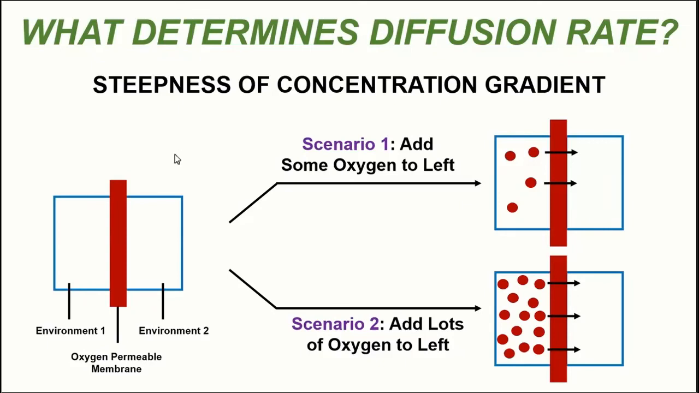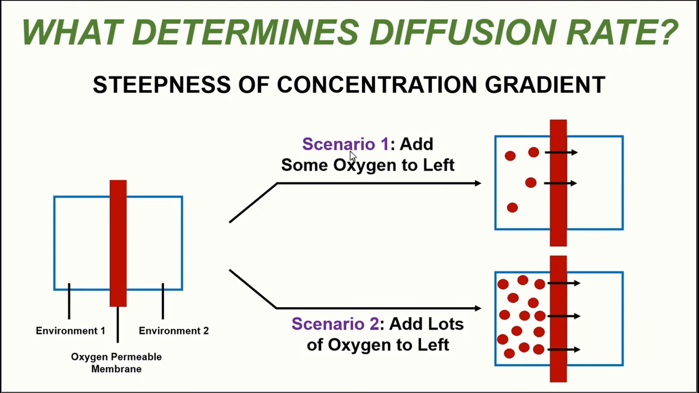Another factor that determines diffusion rate is called the steepness of the concentration gradient. So this one takes a little bit of an explanation and an example that I've set up here. Let's imagine on the left side here that we've set up a small container with two partitions, and we'll call them environment 1 on the left here and environment 2 on the right. And between these two environments, we'll put an oxygen permeable membrane, and this oxygen permeable membrane simulates a simple plasma membrane. And then we'll carry out two scenarios, or two experiments, right?